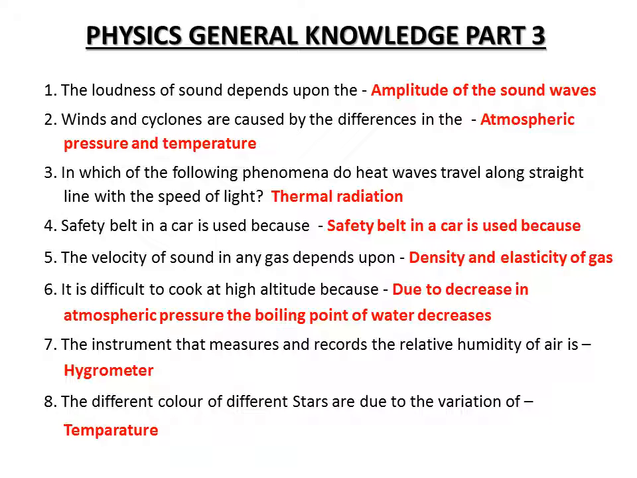the velocity of sound in any gas depends upon density and elasticity of gas. It is difficult to cook at high altitude because due to decrease in atmospheric pressure the boiling point of water decreases. The instrument that measures and records the relative humidity of air is hygrometer. The different color of different stars are due to the variation of temperature.